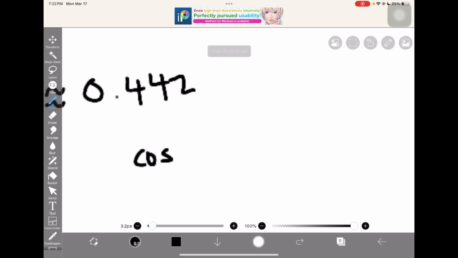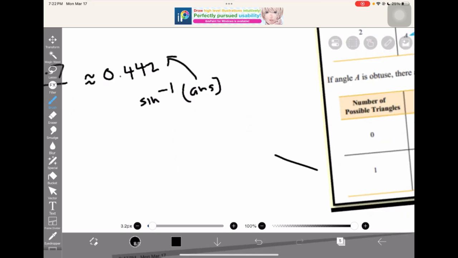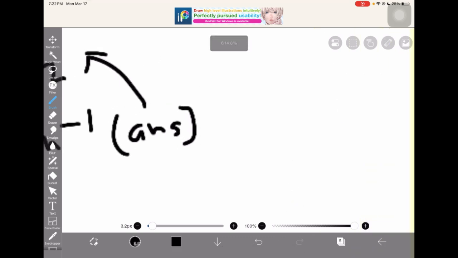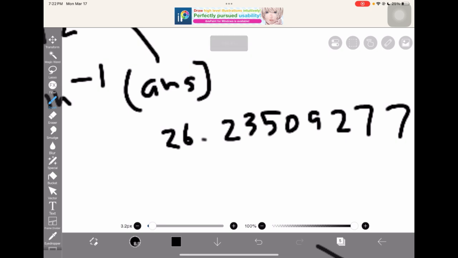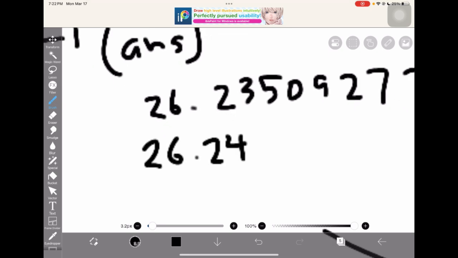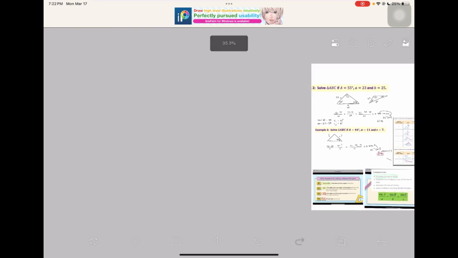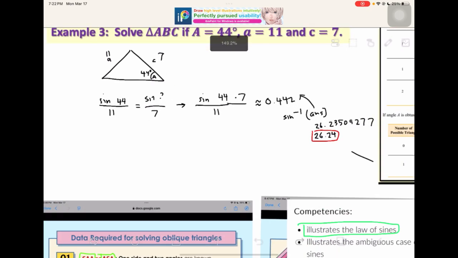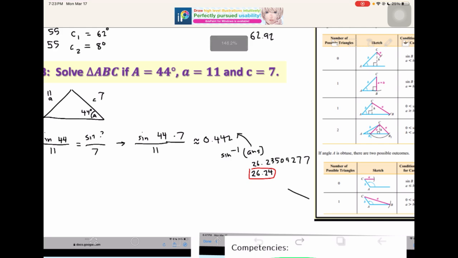Then sine inverse of that answer, which is this one. That's going to be equal to 26.23509277, or just 26.24. Now, since we're dealing with multiple decimal places, I think it's okay that we use these for now. So let me just double check.